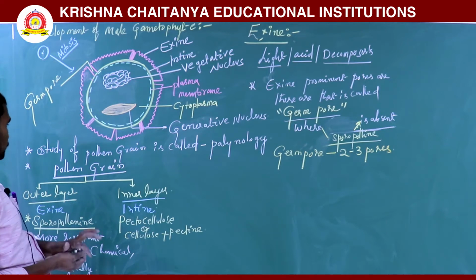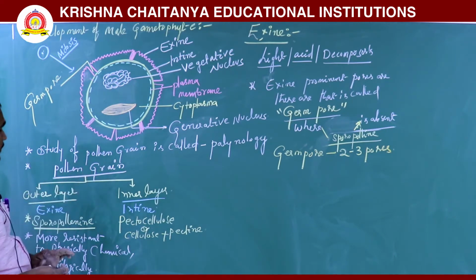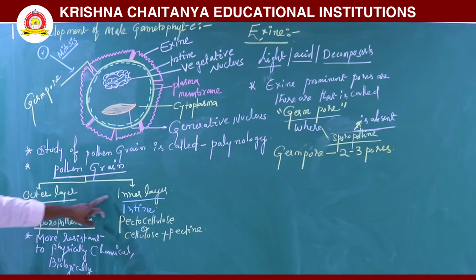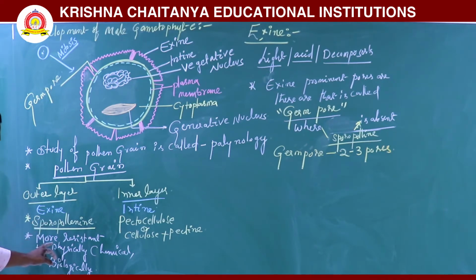What we are discussing: the study of pollen grains is called palynology. Pollen grains mainly have two layers, the outer layer and the inner layer. The outer layer is the exine, the inner layer is the intine, made up of pectocellulose: cellulose and pectin. Next one is sporopollenin. The exine is made up of sporopollenin.